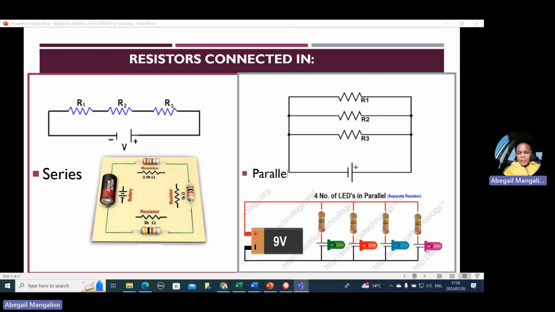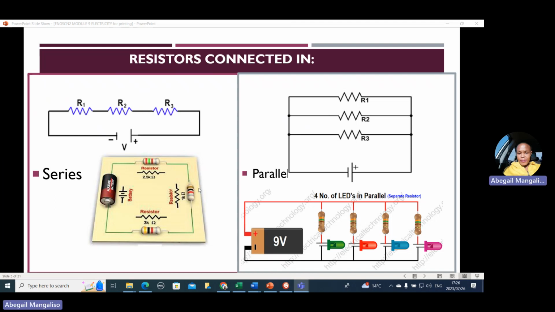This side, if there are also 3, the total resistance won't be 9 because it will be 1 over 3, 1 over 3, 1 over 3. It will give you less resistance. So when the resistance is less, it means there will be more current flowing. So the bulbs that are connected in parallel will have more brightness compared to the bulbs that are connected in series.